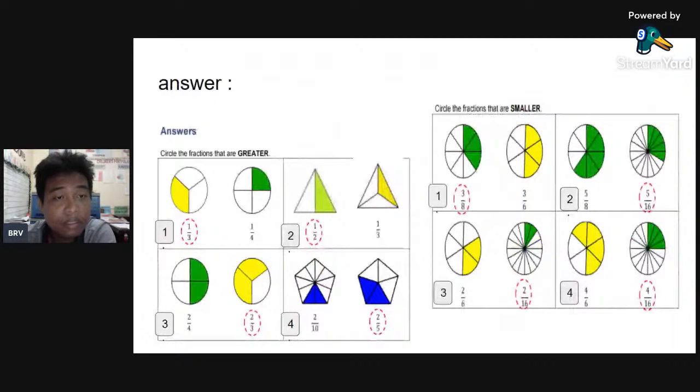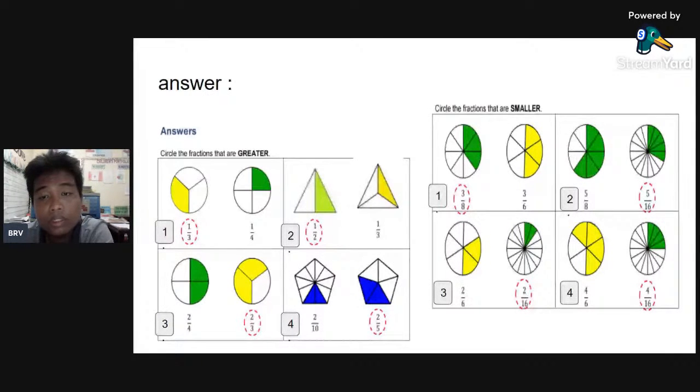Here's the answer. Okay, test one. Number one, one-third is greater than one-fourth. Number two, one-half is greater than one-third. Number three, two-thirds is greater than two-fourths. And 2/5 is greater than 2/10.